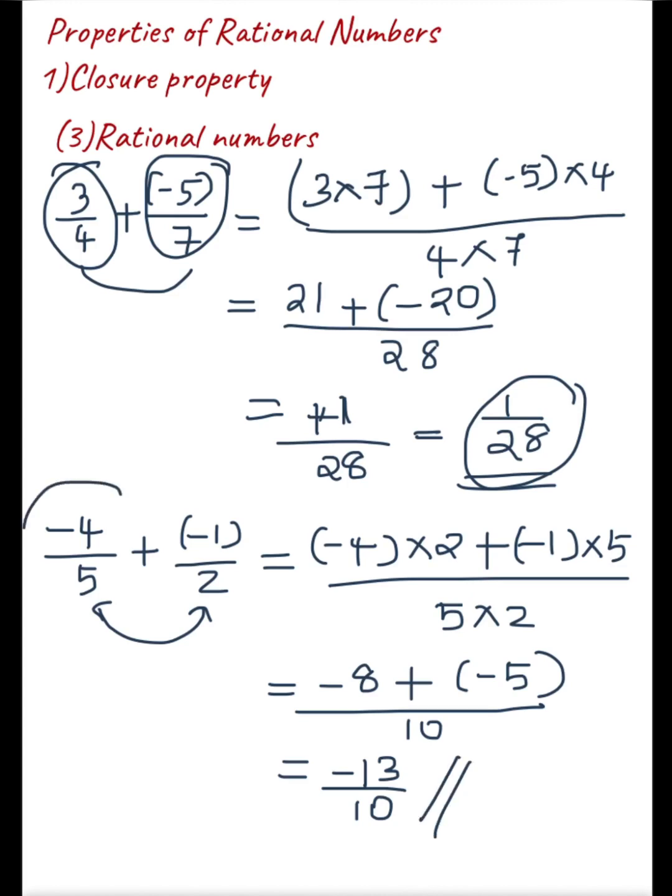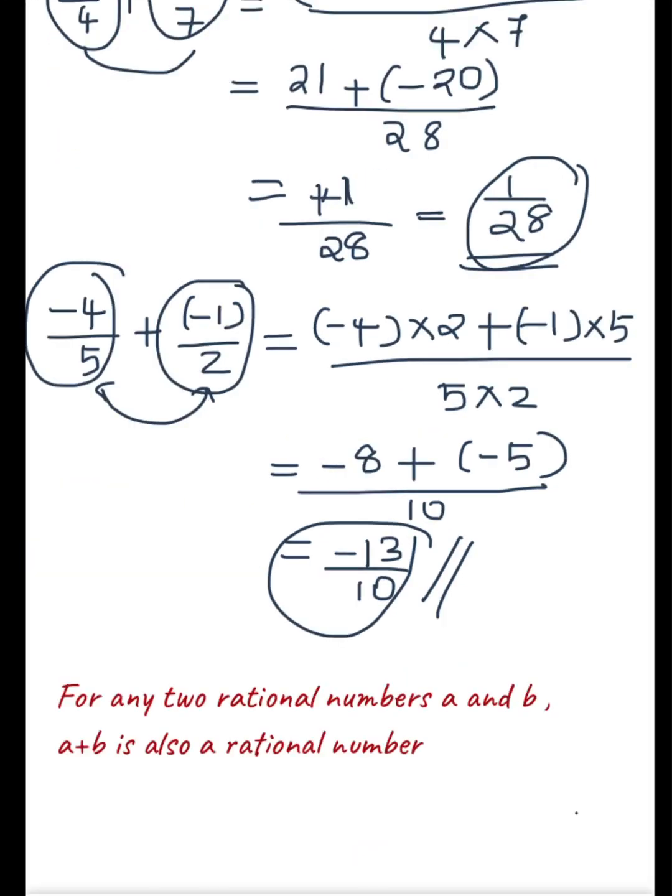So here also we have taken two rational numbers and added them, and the answer is again a rational number. So we can say rational numbers are closed under addition. Or you can say for any two rational numbers a and b, a plus b is also a rational number. That is the correct definition for closure property. So that is the conclusion that we are getting.